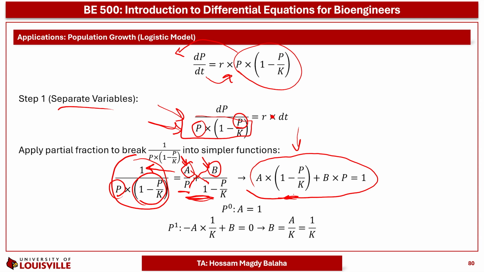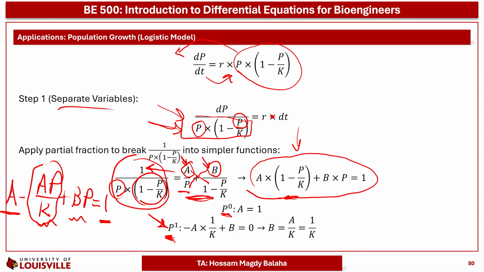Simply this can be converted into a minus ap over k plus bp equals 1. Find the coefficients of p to the power of 0 and p to the power of 1. So p to the power of 0 means that the variable isn't multiplied by p, and p to the power of 1 means it's multiplied by p. So the coefficient of p to the power of 0 is a, nothing here, and 1. So a will equal 1. The p to the power of 1 part is that, and there is nothing here, so it will be 0.